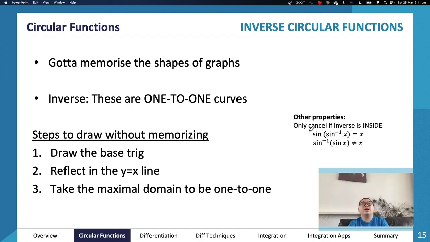Another thing is that if the inverse is on the inside, we can cancel it across. If the inverse is on the outside, then we can't cancel it across. It's not always equivalent. And that's essentially just because if you think of something like, let's just use sine, sine inverse of sine, actually let's talk about it on the next slide because it would make more sense once we can see the domains and ranges of these functions.